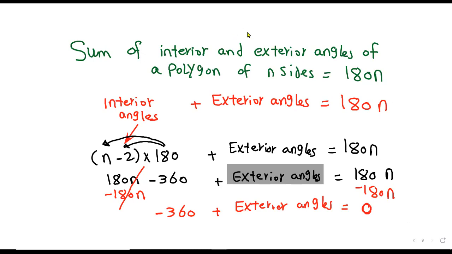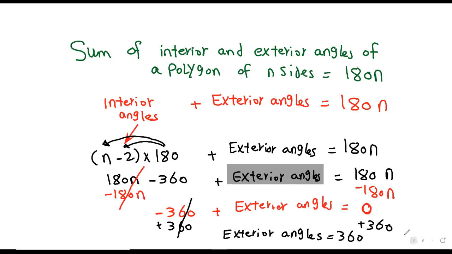How can we get rid of negative 360? If we add 360 to both sides, plus 360 and plus 360, they are going to cancel. So you are left with the exterior angles equals 0 plus 360. So we reach an important rule.